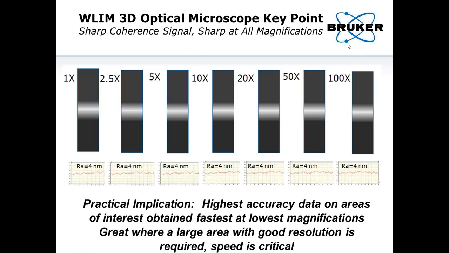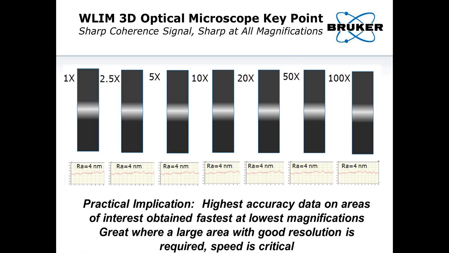And so the practical implication for applications is that if high accuracy data or high vertical resolution data is required, especially over a large area, and you have a low magnification requirement or would like to have that, then white light interference techniques are a great choice when you have those criteria.